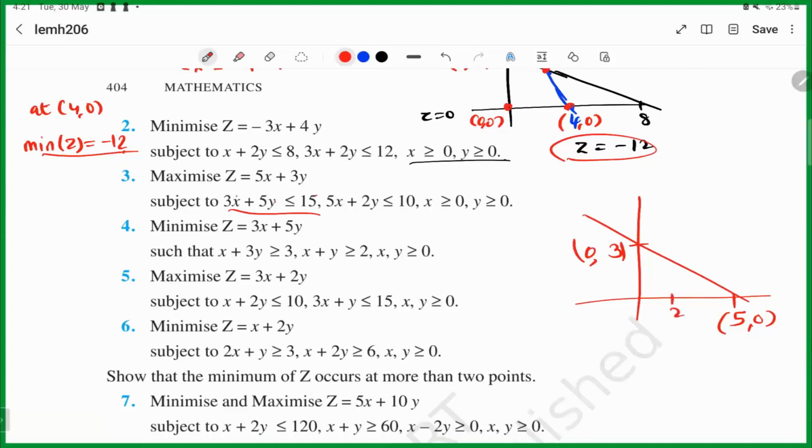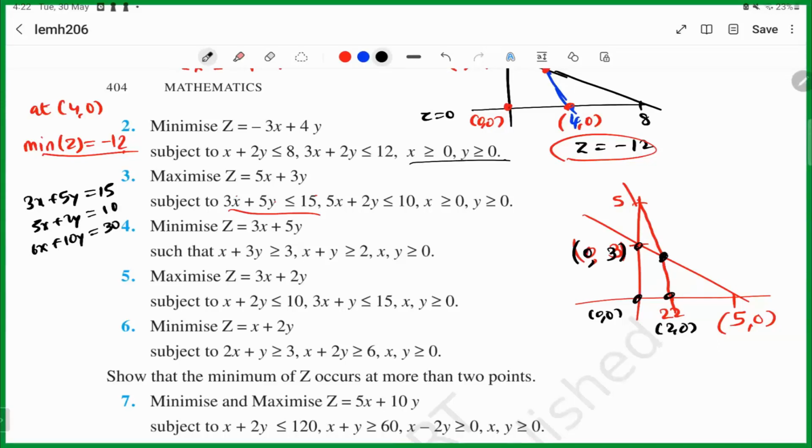Similarly, the second one. So that is the feasible region. These are the corner points: 0, 0; 2, 0; 0, 3. And what is this point? Well, again, we need to solve for the intersection. We can multiply the first one by 2: 6x plus 10y is equal to 30. And this one by 5: 25x plus 10y is equal to 50. Subtracting, you get 19x equals 20, so x is 20 by 19.